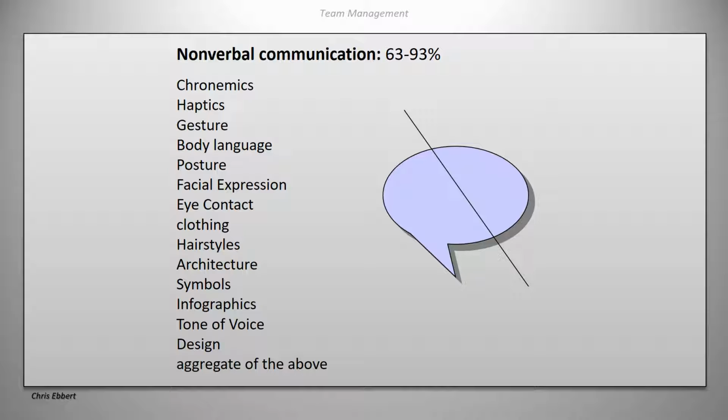The architecture you're entering says a lot about where you are. Yeah, you wouldn't mistake a church for a gym. They have certain symbols that will communicate. There are infographics, the tone of voice, design as a whole, and all these things together. So that is up to 93% of communication.